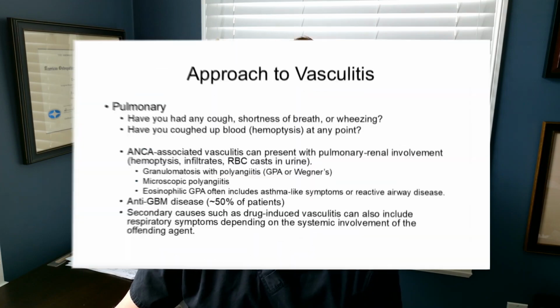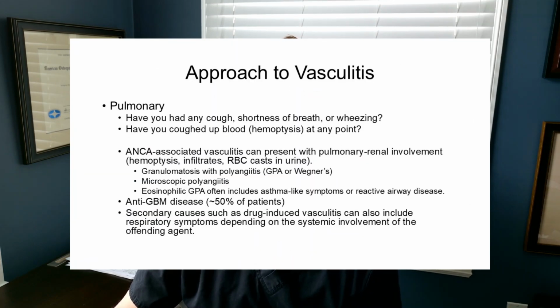For pulmonary review of systems, we should ask if the patient has had any cough, shortness of breath, wheezing, or hemoptysis. This can point to small vessel vasculitis, specifically ANCA-related diseases that sometimes have hemoptysis or infiltrates at presentation. This would be, again, granulomatosis with polyangiitis, microscopic polyangiitis, or eosinophilic granulomatosis with polyangiitis. It can also be a sign of anti-GBM disease, which about 50% of patients have pulmonary involvement for.